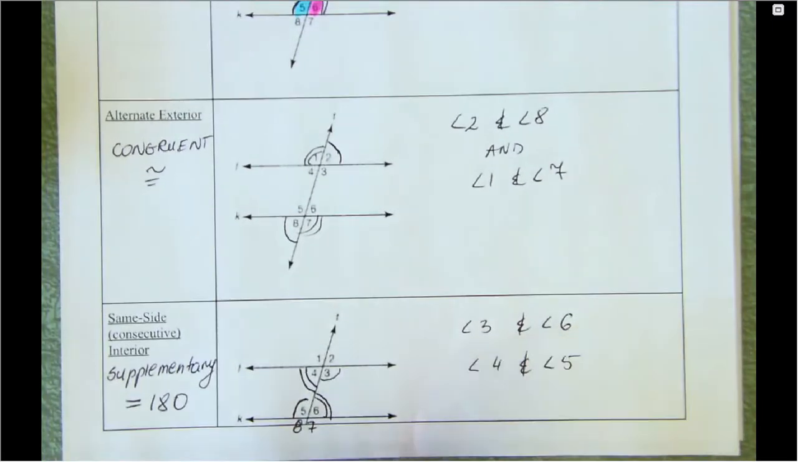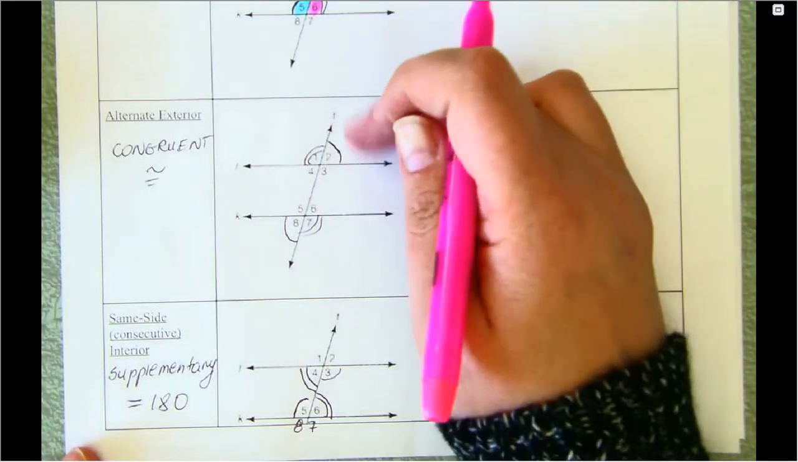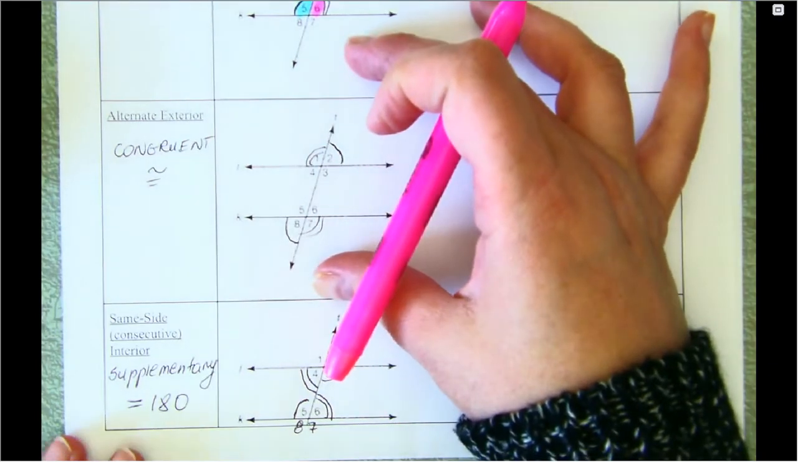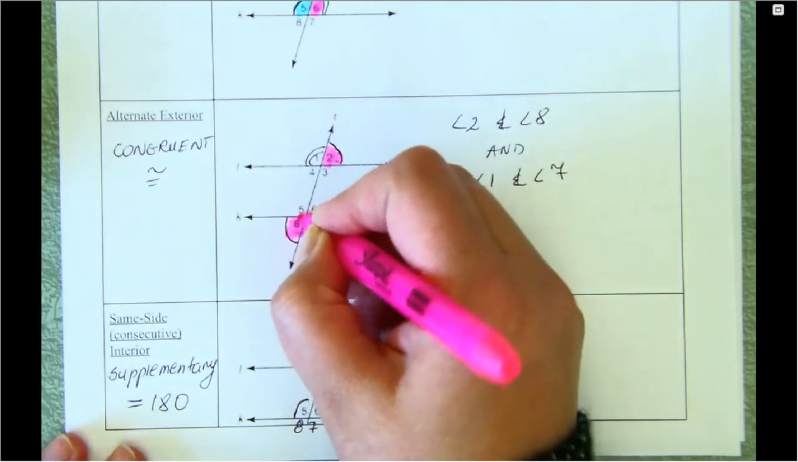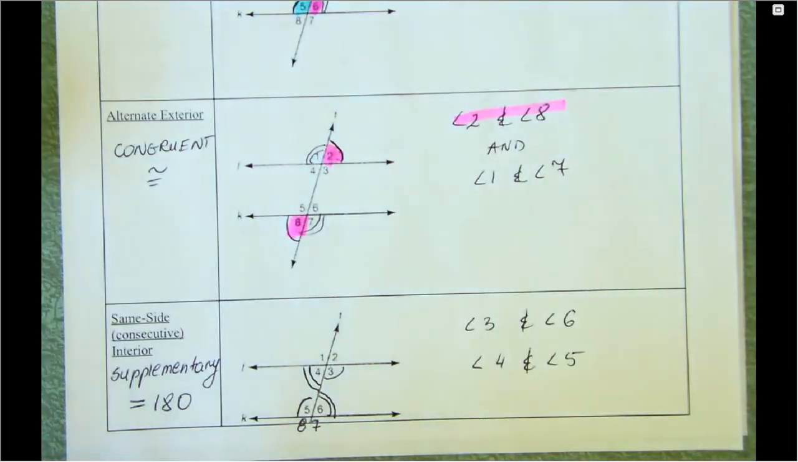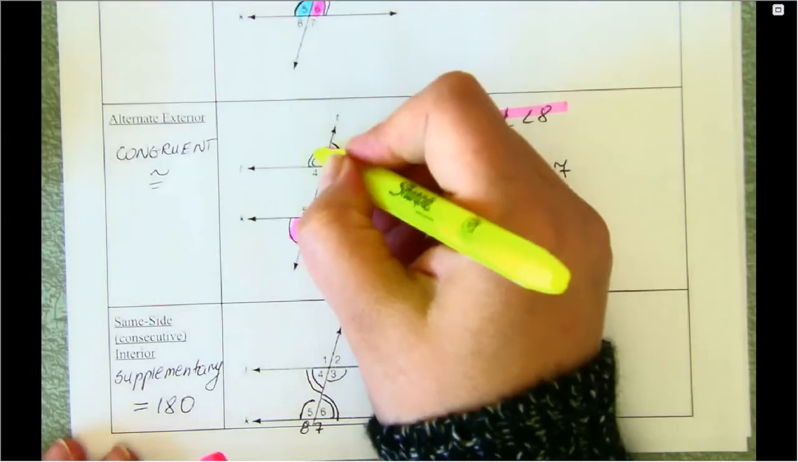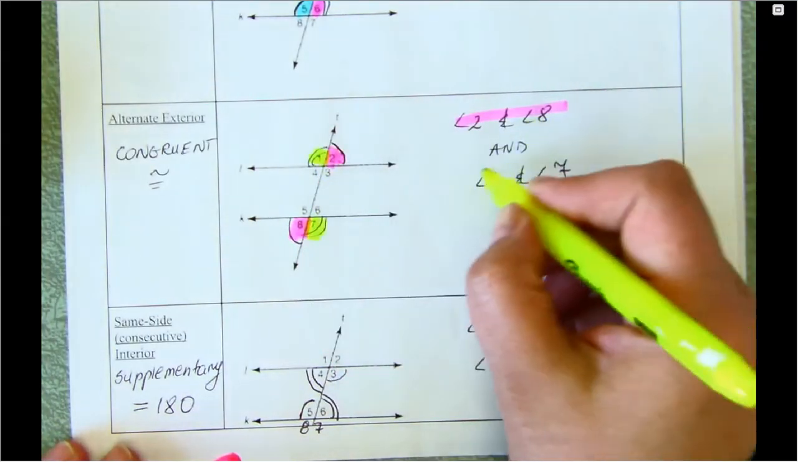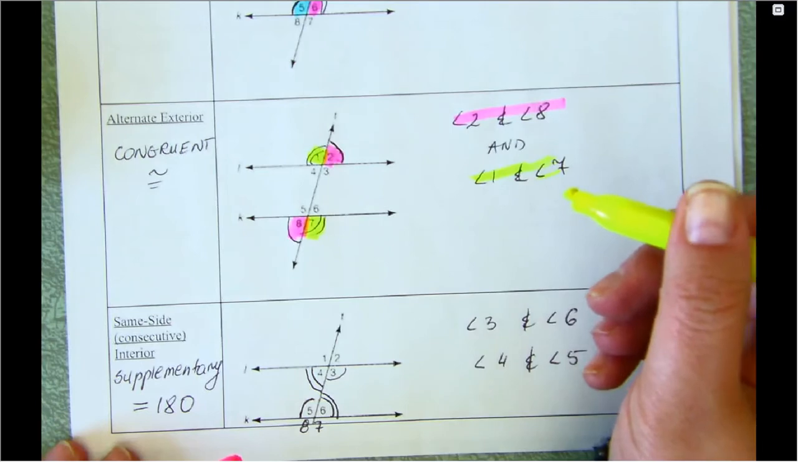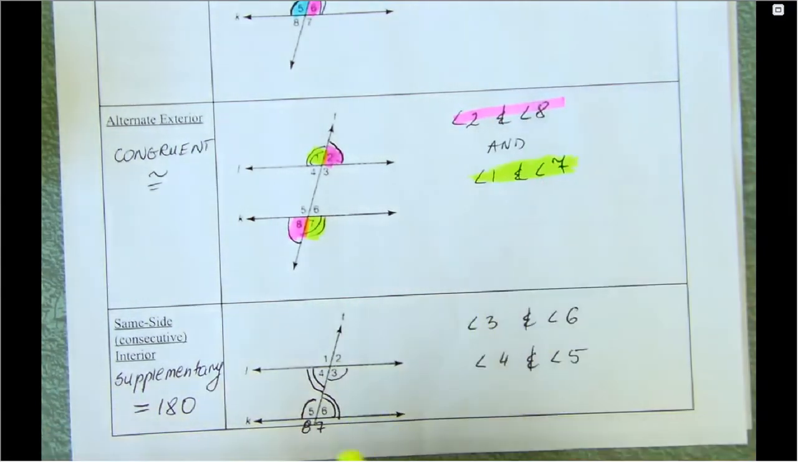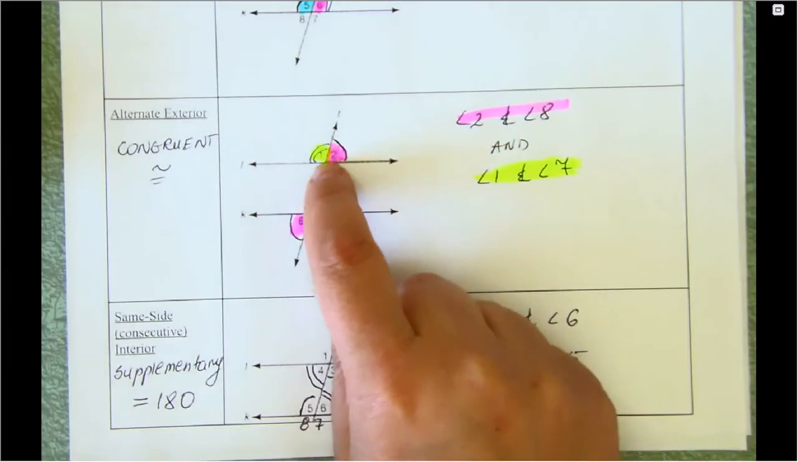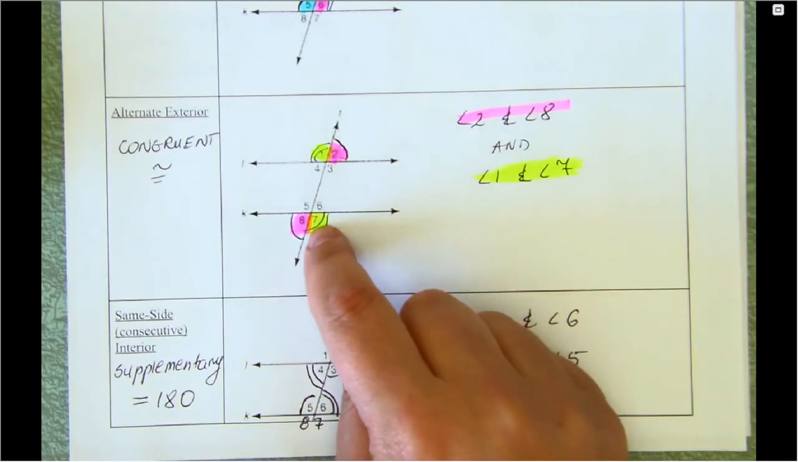Okay, next pair is alternate exterior. They are exterior because they're outside of your parallel lines, and they are alternating. So 2 and 8 is one pair, and 1 and 7 is another pair. And what do we know about those? They are also congruent. So if angle 1 is 60 degrees, then I also know angle 7 is 60 degrees.